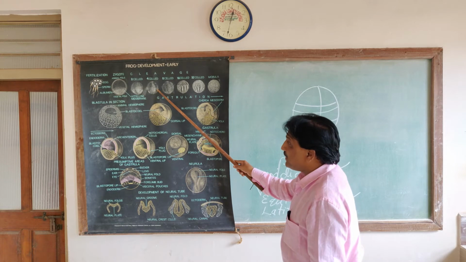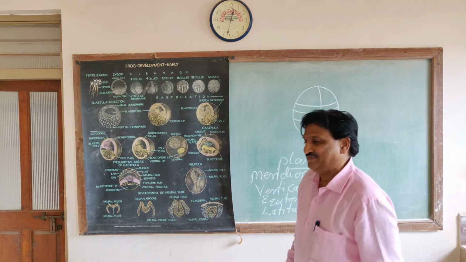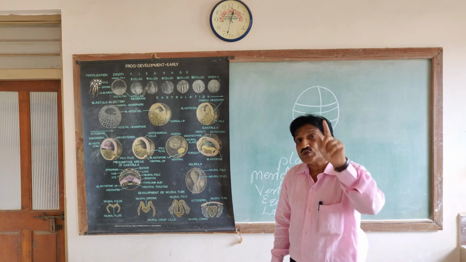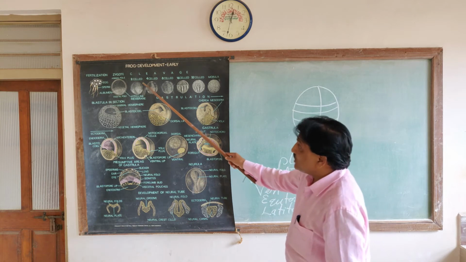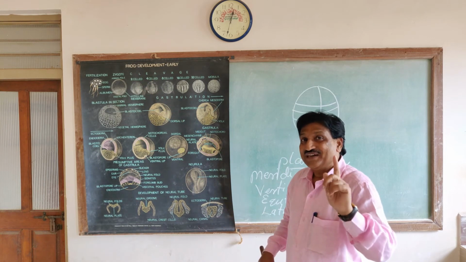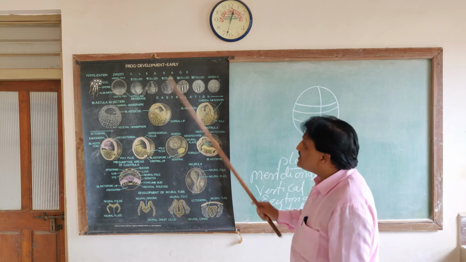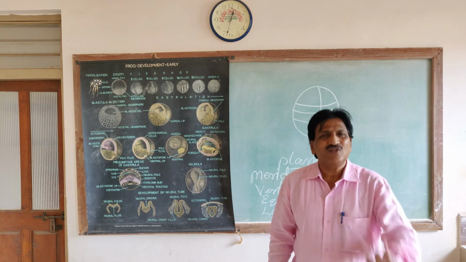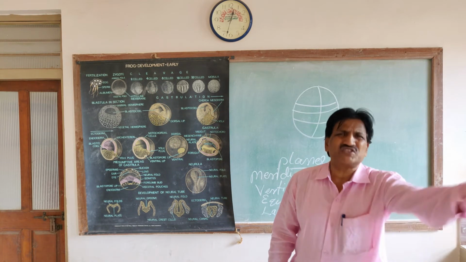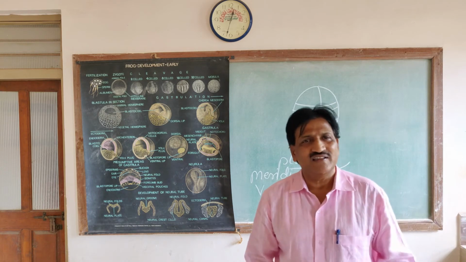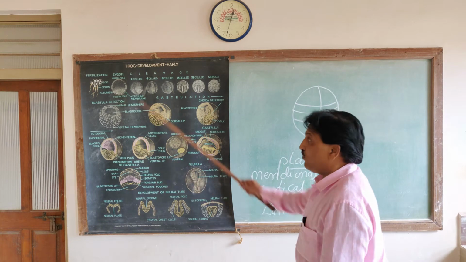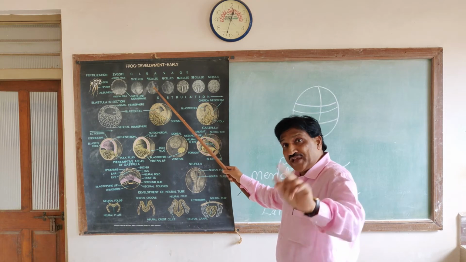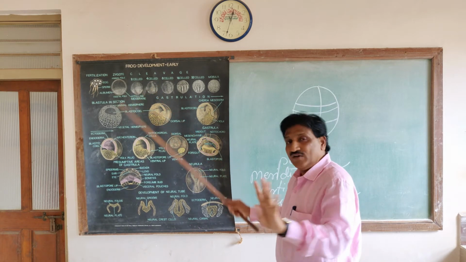The second cleavage plane is also meridional, but at right angles to the first one. As a result, 4 cells are formed, 1, 2, 3, and 4, having equal size. These are called blastomeres. First cleavage plane is meridional, 2 cells. Second cleavage is also meridional, at right angles to the first one.